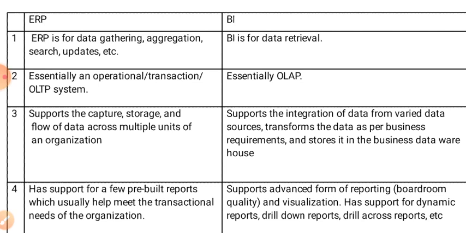Second point, essentially an operational or transaction or OLTP system. So students, ERP is related mostly to online transaction processing or operations or tasks taking place at lower level. Whereas BI deals with online analytical processing. Please note the difference here. ERP deals with OLTP, that is online transaction processing, whereas BI deals with the OLAP, that is online analytical processing. So in BI, analytical aspect is more important.